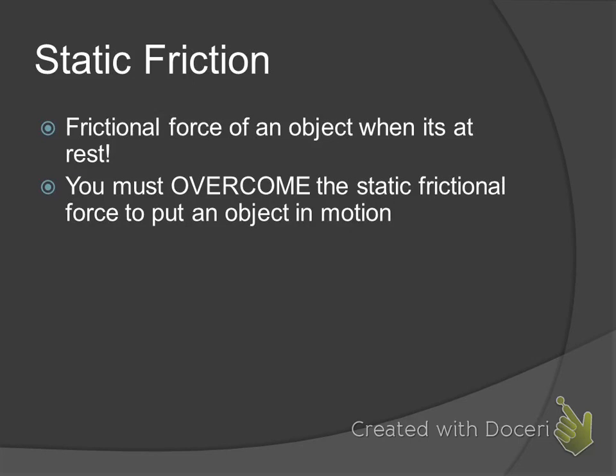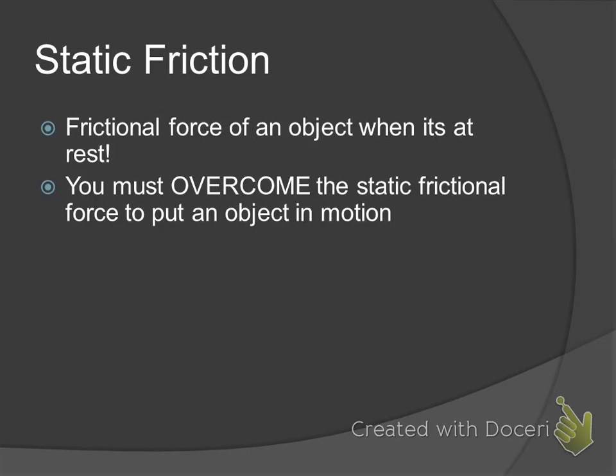Okay, it's acting on an object that's at rest. So kinetic friction is an object in motion. Static friction is an object at rest. So we have to overcome static friction in order to put it into motion. You would never have kinetic friction and static friction at the same time. Once we overcome static friction, we put it into motion, now we're dealing with what type of friction?